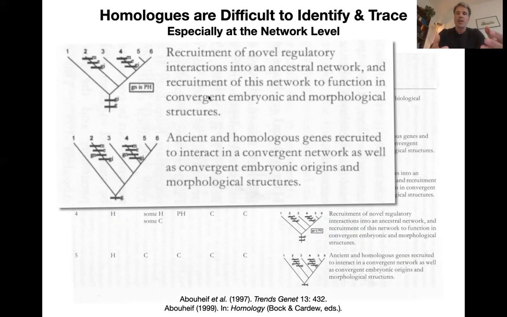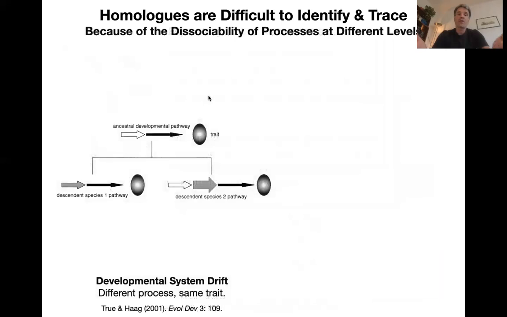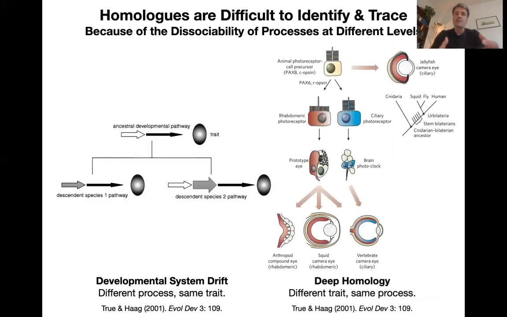This is happening, of course, because we have very widespread developmental system drift. Often you get different processes, a completely different type of network, that generates a clearly homologous morphological character. And that's one problem. The opposite of that problem, by the way, also occurs. You can call it deep homology. There's a bit of controversy whether this is really something special, but here's an example of different eye types in different groups of animals. And the underlying cell types are easy to trace.